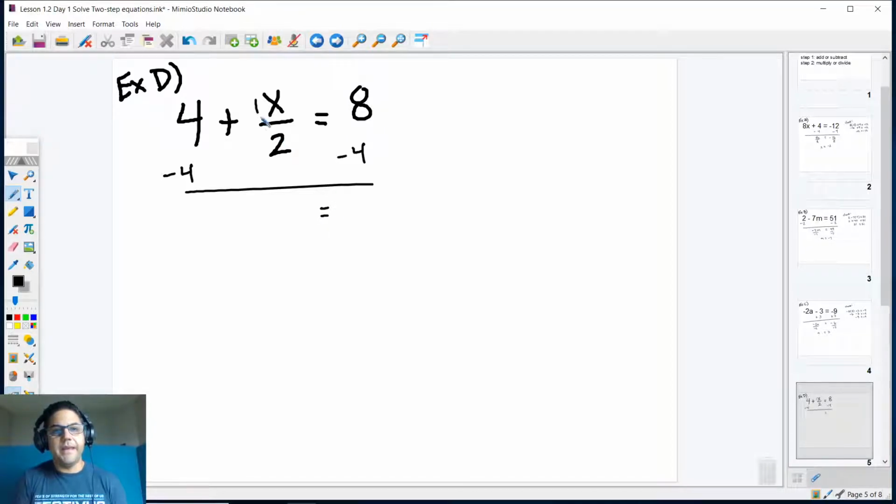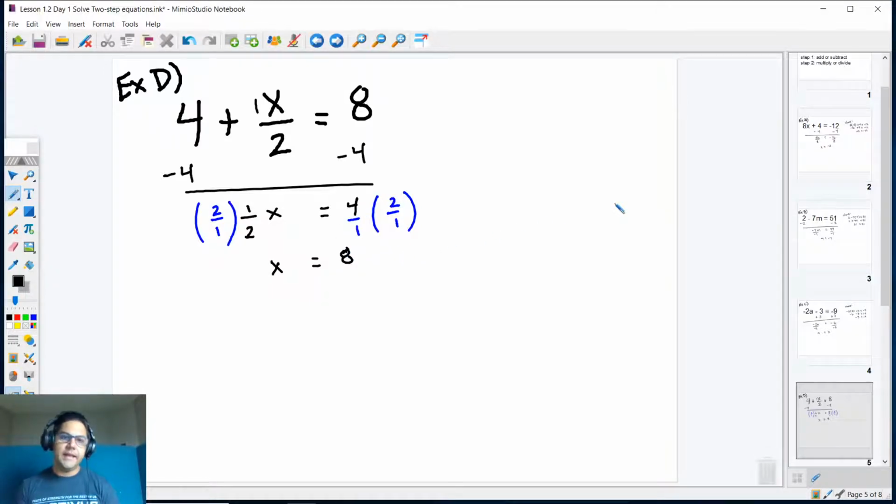So that's going to give me 1 over 2x. So I could actually write it like this if I like to: half of an x is equal to 4. And then, of course, I'm going to go ahead and multiply using my reciprocal. The reciprocal of 1/2 is 2/1. The simplified answer would be x is equal to 8. Please don't write your answer as 8/1. 8 is your answer.